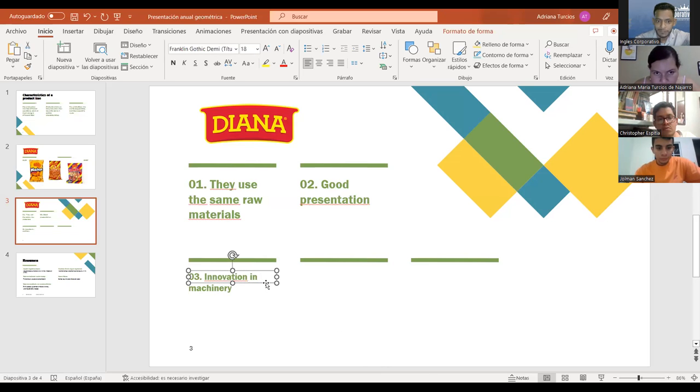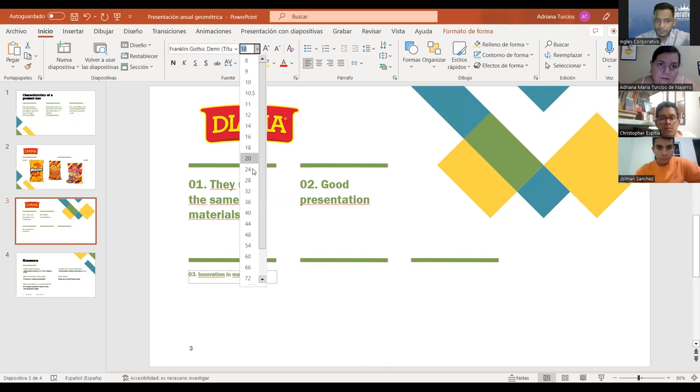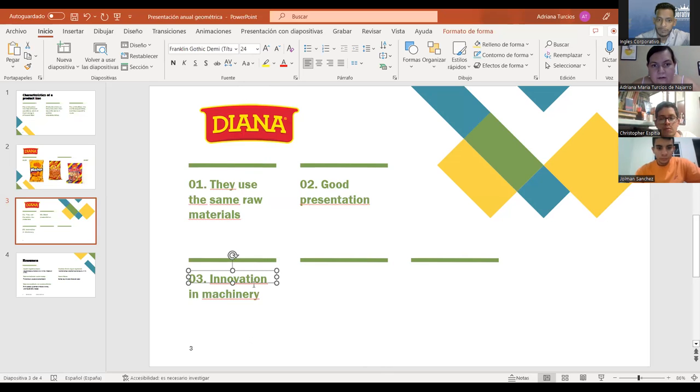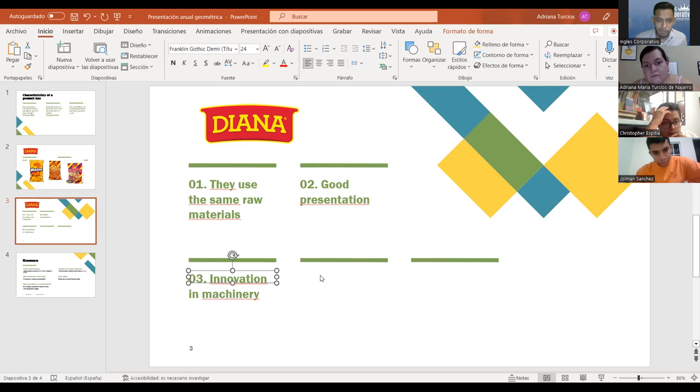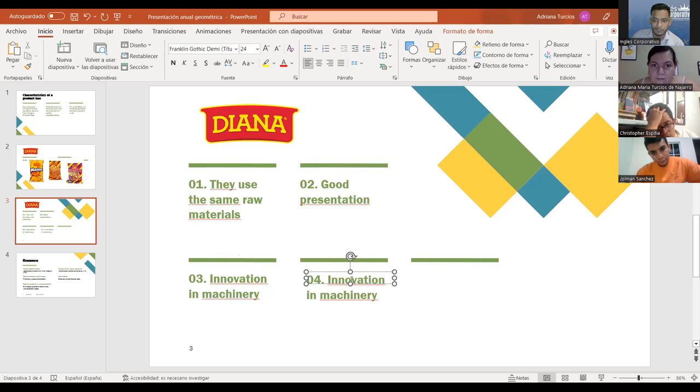I don't know if this is how machinery is written. What other word could we use? I think we can use machinery because I don't know what other word we can use.